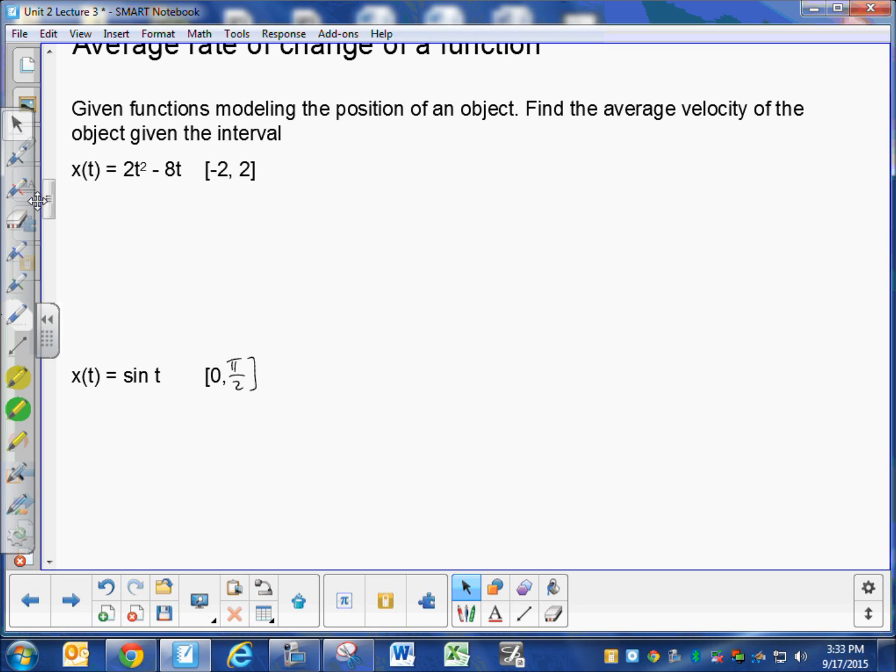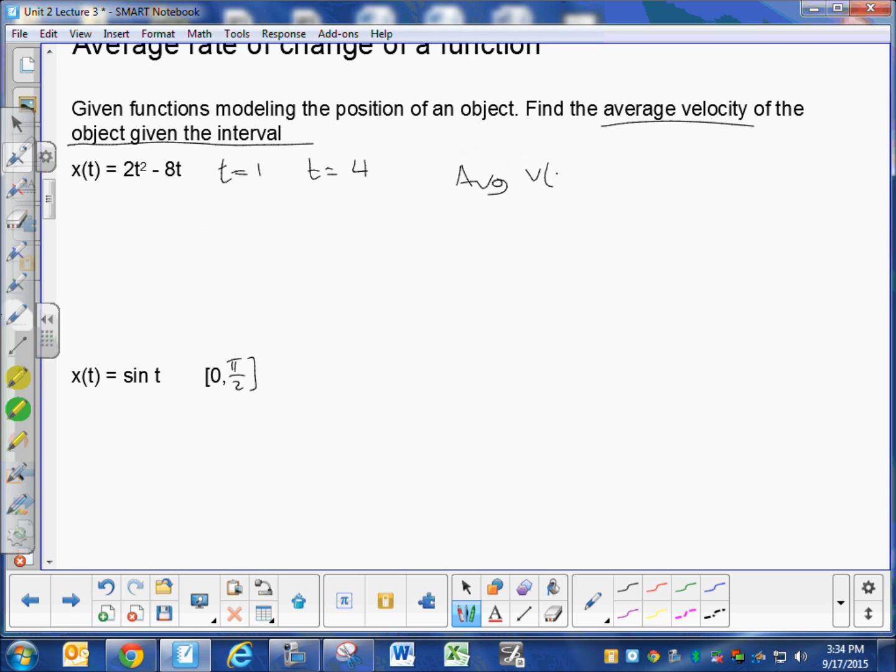But we're going to go back to the previous example in a second. So if I ask you to find the average velocity of the object given the interval, let's not use this interval. Let's use an interval of positive times, t equals 1 to t equals 4 seconds. Okay? All I need is 2 points to find the slope. Average velocity, it's important to connect all these things together. I'm trying to find my average velocity. Well, that's just going to be equal to the average rate of change of my position, which is just equal to the slope of my position function.